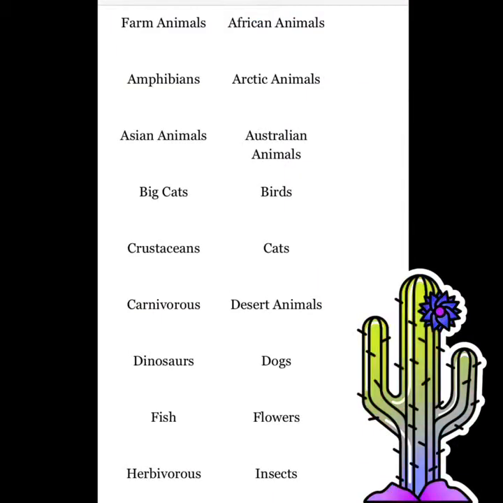So if I clicked on the all animals button on the previous slide, then it would come to a screen like this, and it would have different categories: farm animals, African animals, amphibians, Arctic animals, all of these different ones. The only thing that I see on here that I wouldn't like for you to do is flowers, obviously, because it's not an animal, or insects.